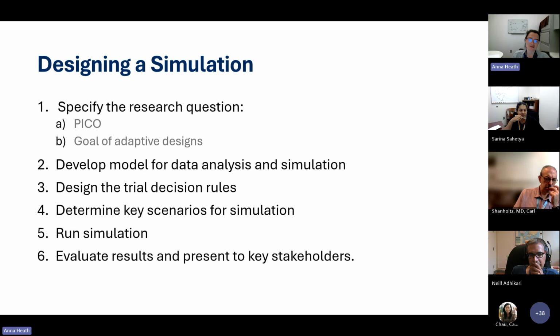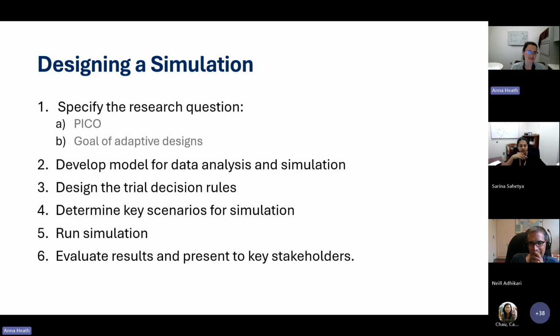So this is how I think about designing a simulation. Over the years, I've looked for a really good paper on how to design clinical trial simulations, and they're coming, but I haven't seen the one that I want to cite yet. So this is the way that I think about it. The first thing is to specify the research question. That is the PICO. Obviously, we need to know what is the clinical trial that we're interested in. But the other key thing is to really understand the goal of the adaptations, the goal of the adaptive design, because as we said, there are lots of different types of adaptive design. And so what we need to think about is what do you want to achieve with your adaptations?